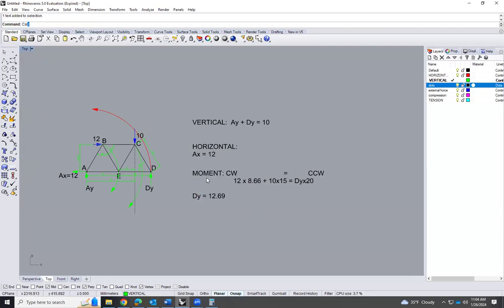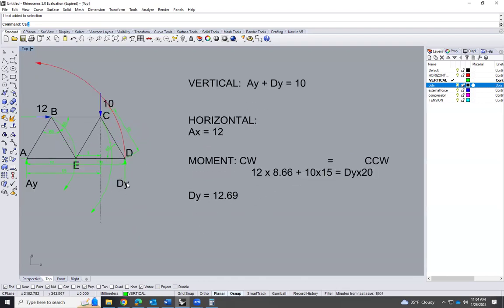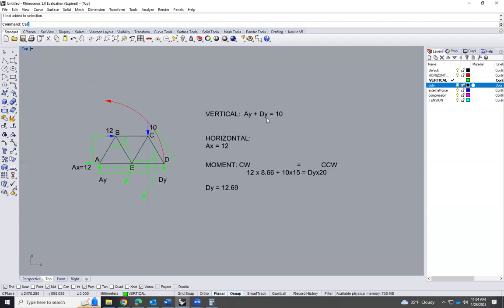Okay, so now we have ax and dy. dy, it's positive. Okay, perfect. That means that this is the right direction. So I have assumed the right direction for dy. What about in the vertical? Okay, so now ay plus 12.69 equals 10. Okay, that means that this goes to the other side of the equation as a negative number.